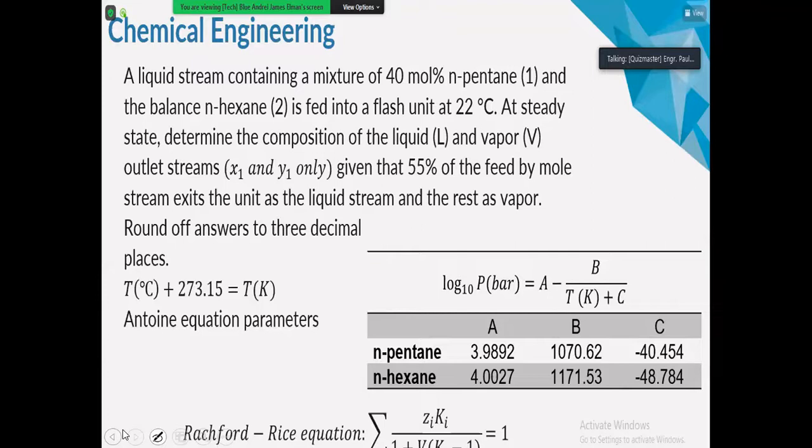Pag walang pressure, anong gagamitin na pressure? Probably try using pressure equals 1 bar, para diretso na. Medyo dagdagan nyo yung decimal kasi 3 decimal yung required.